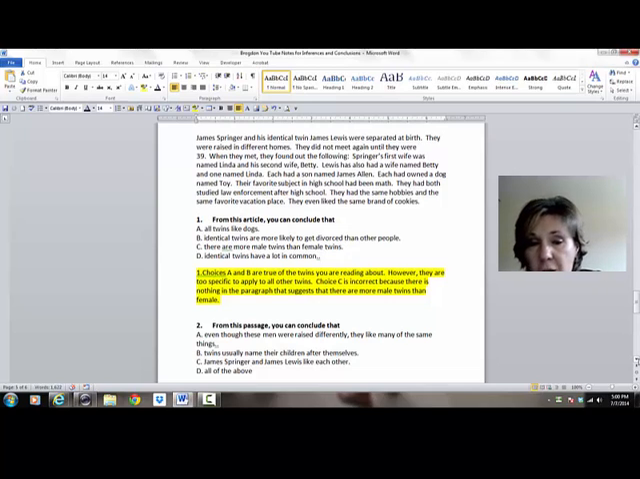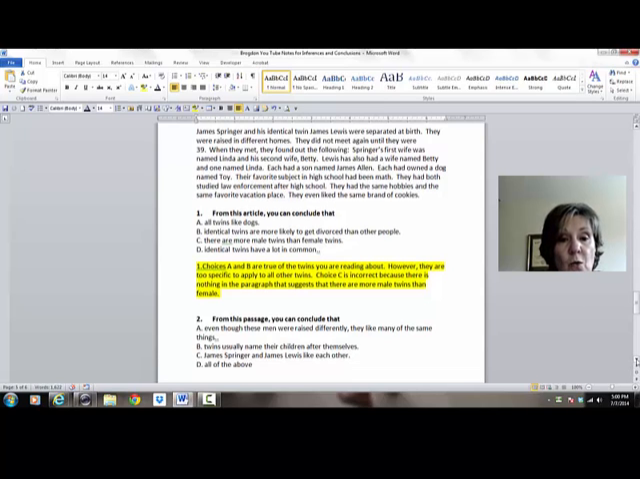Now, from this article, we can conclude that A and B are the twins you're reading about. All twins are like dogs, and they're more likely to get divorced than other people. That's just about these twins, but it doesn't apply to all twins. C is incorrect because there's nothing in the paragraph that suggests there are more male twins than female. So it has to be identical twins have a lot in common.